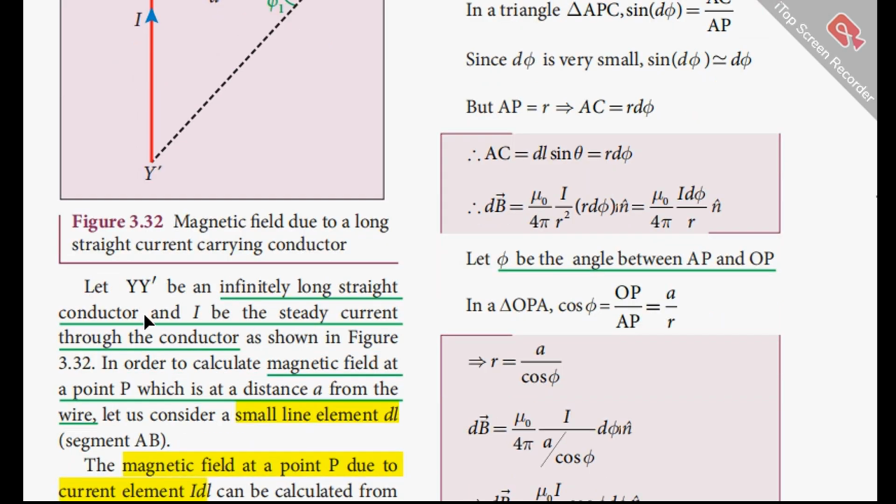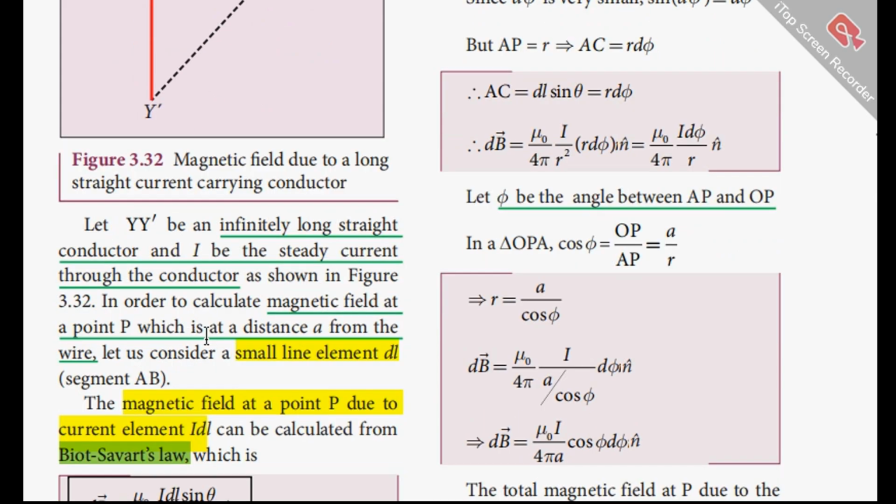Now this YY dash is an infinitely long straight conductor. I is a steady current which flows through the conductor as shown. In order to calculate the magnetic field at a point P, which is at a distance a from the wire, let us consider a small line element dl, which is the segment AB.